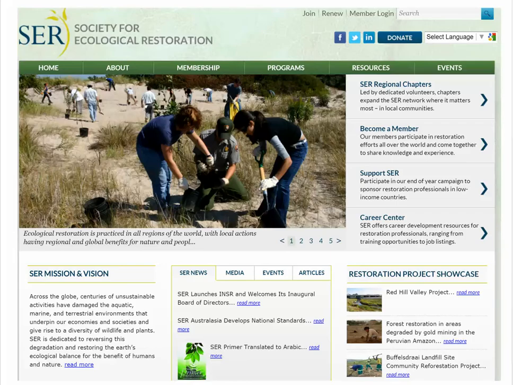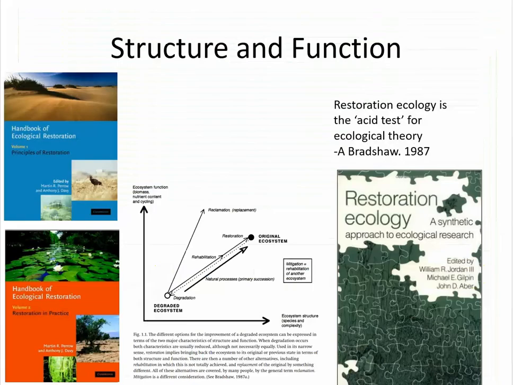So, of course, restoration ecology is its own science with its own society, and here's the Society for Ecological Restoration's mission. Across the globe, centuries of unsustainable activities have damaged aquatic, marine, and terrestrial environments, and SER is dedicated to reversing this degradation, restoring the Earth's ecological balance. And so there have been books out now for about 30 years, emerging right about the same time as conservation biology is as a field.